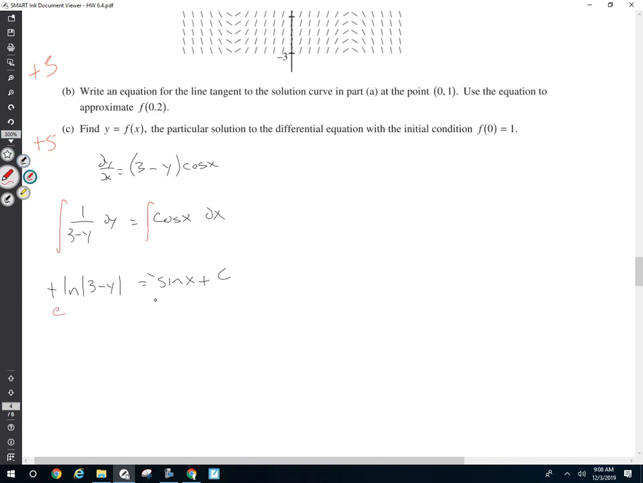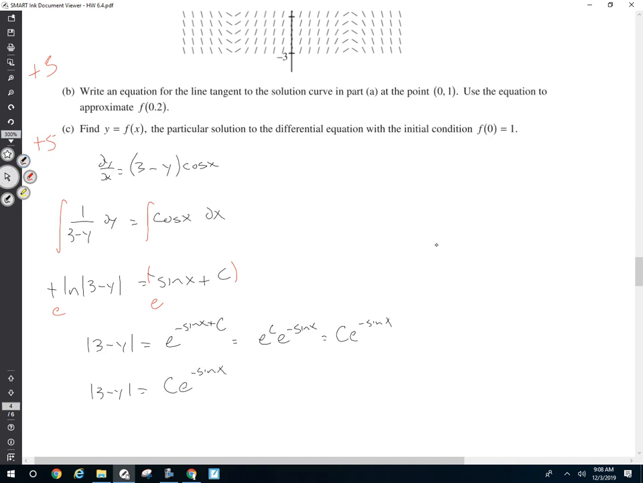Take the opposite of both sides. Take e to the power. Make sure you're taking the power of the entire side. Here I'd have absolute 3 minus y equals e to the negative sine x plus c, which is equal to e to the c times e to the negative sine x, which is equal to c e to the negative sine x. So I got absolute 3 minus y equals c e to the negative sine x.